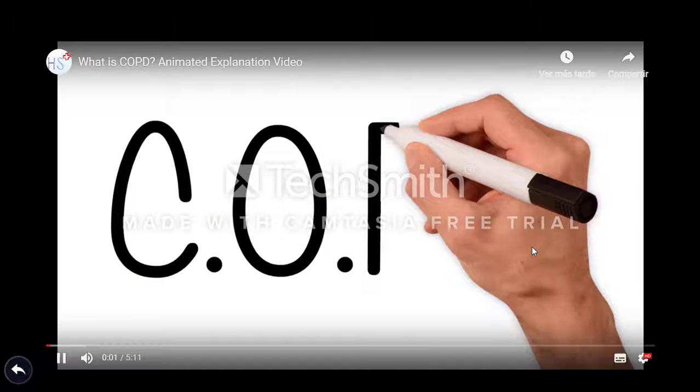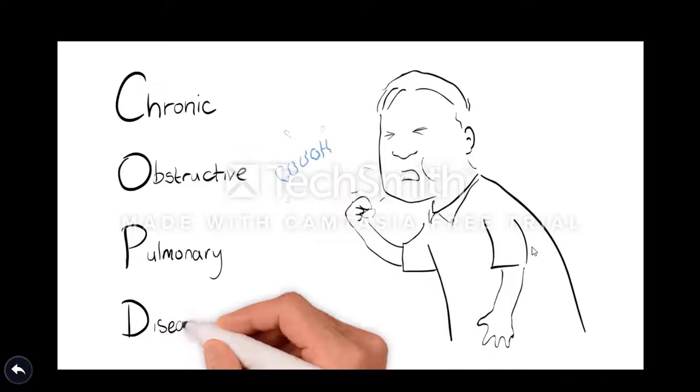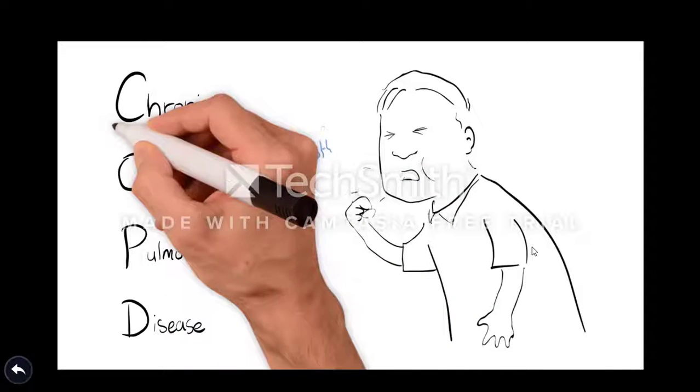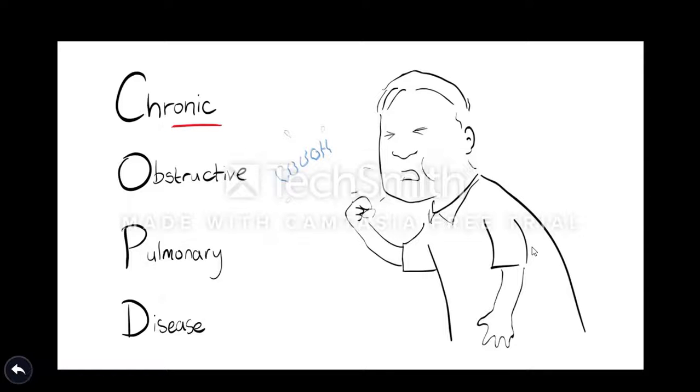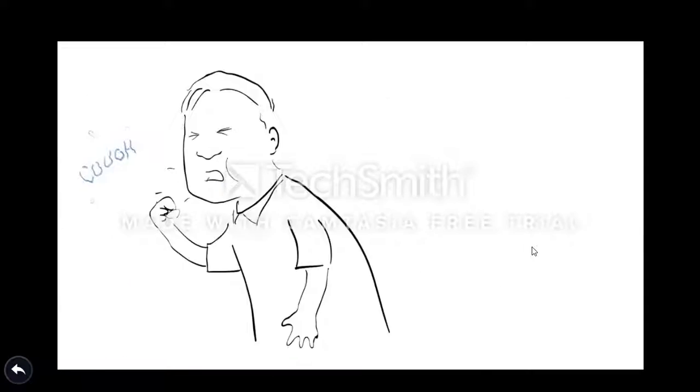Hello, in this health sketch we want to talk to you about COPD. COPD stands for chronic obstructive pulmonary disease. It's a bit of a mouthful, but it makes sense when you break it down. Chronic describes how it doesn't go away. Obstructive describes the way it makes breathing difficult. And pulmonary disease means it affects the lungs.